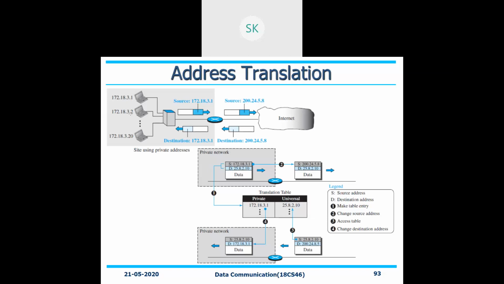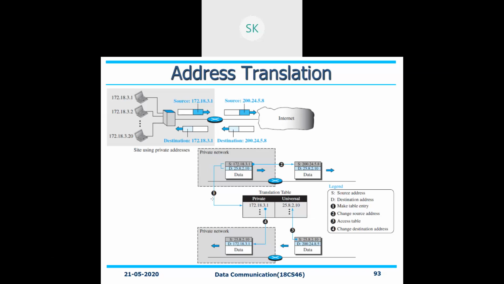Even if you send some particular value from 3.2 or 3.20, it will take the same address. From that address, it will give you the reply back. From the reply, it will be sending to the source: this particular address, 200.24.5.8, will transmit it to the actual host that requested it, that is 172.18.3.1. So it will be sent back.